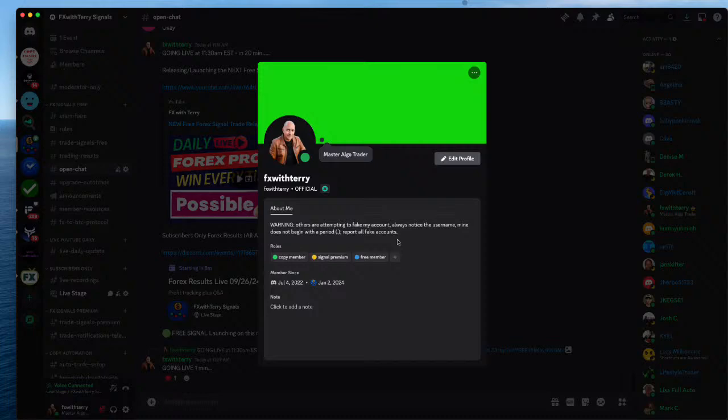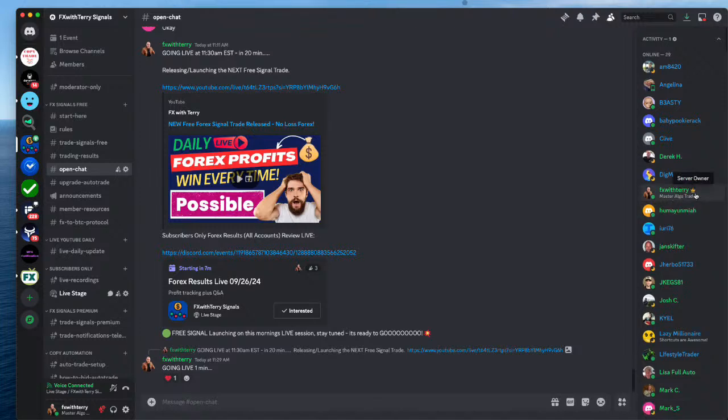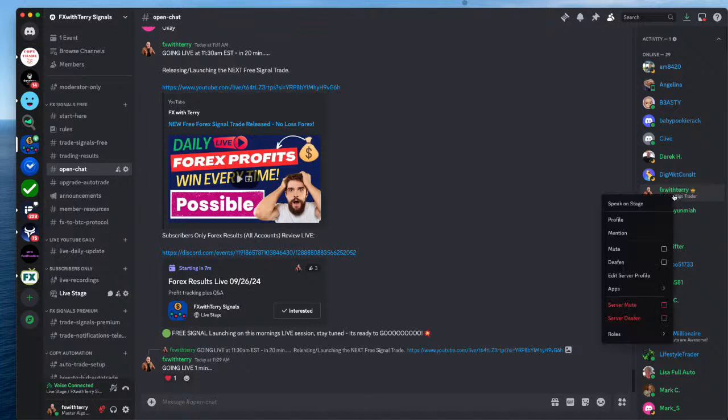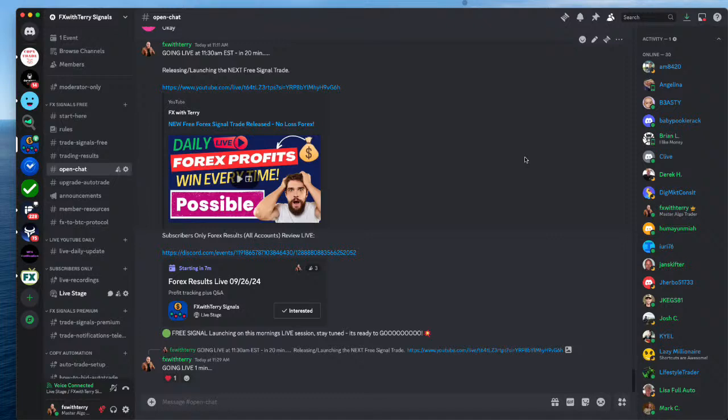And if you want to compare, if you get a message, come back to Discord here. Right click on my profile over here. It has a little crown there. Server owner is what it says. Master Algo Trader. Go to my profile, and this is what it really should look like. Of course, report to me any messages you get from someone, even if it's from myself. Report that to me. Let me know, and we'll take a look at it, and I can confirm one way or the other.